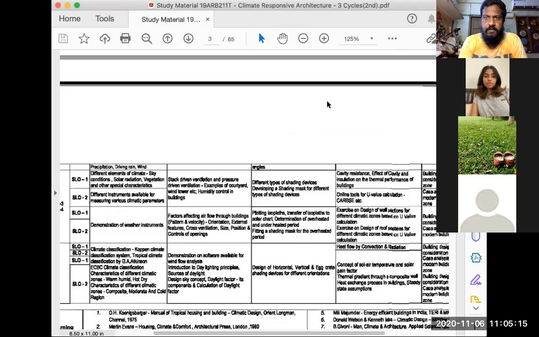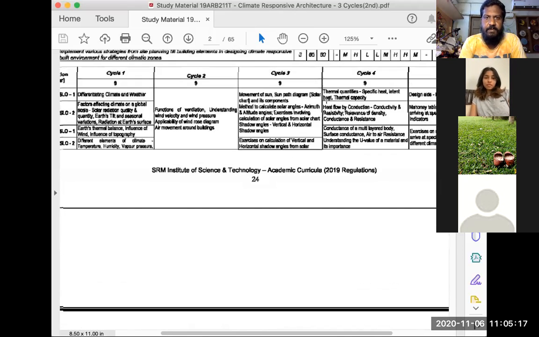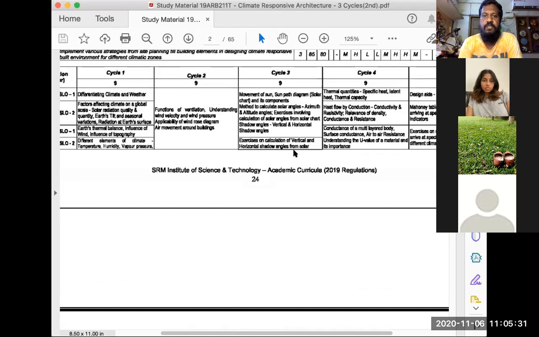So we are in the third cycle. We are completing the first part of the third cycle on how to read from a sun path diagram and how to calculate the azimuth and the altitude angle. In today's class, we look into the exercise on calculation of vertical and horizontal shadow angles. This would be primarily useful for you in designing your shading devices.